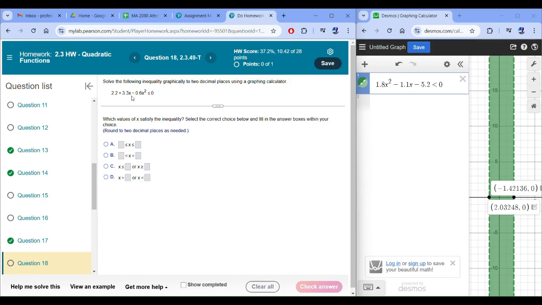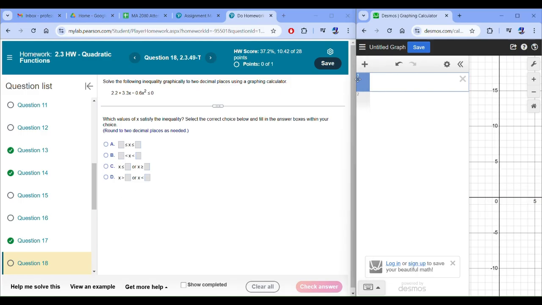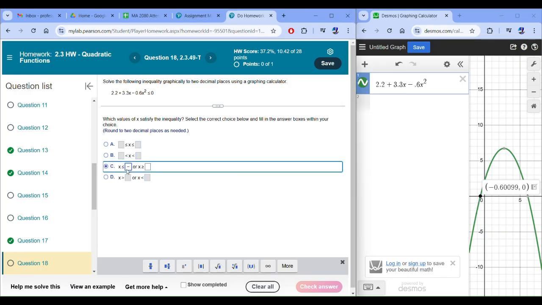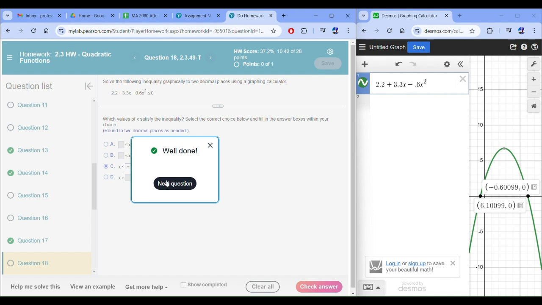So now here we just got to figure this out, and you can really just graph it and see what that looks like and then fill in these two inequalities. So let's just take a peek. So here we go, we have 2.2 plus 3.3x minus 0.6x squared. When is this less than 0? It's going to be less than 0 from negative infinity to negative 0.6. So when x is less than negative 0.6, how many decimal points? 2 decimal places, 0.60. Or when x is greater than, what's that number right there? 6.10. Cool. It's the outside regions.